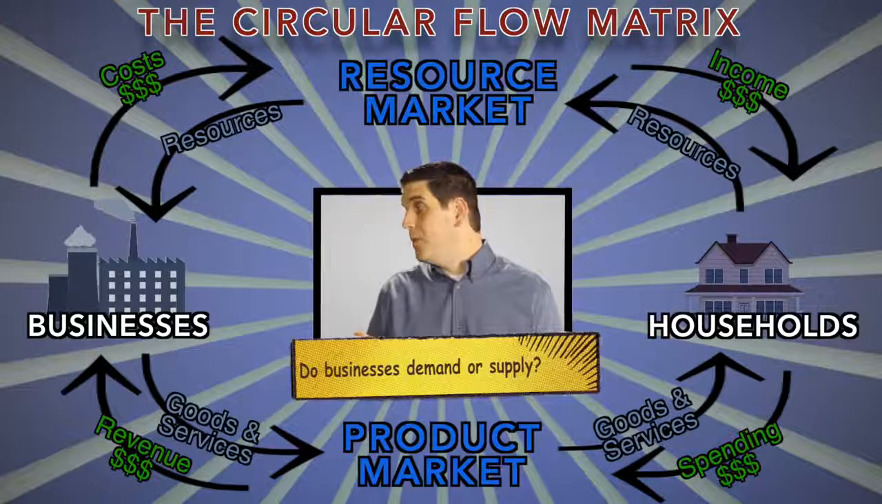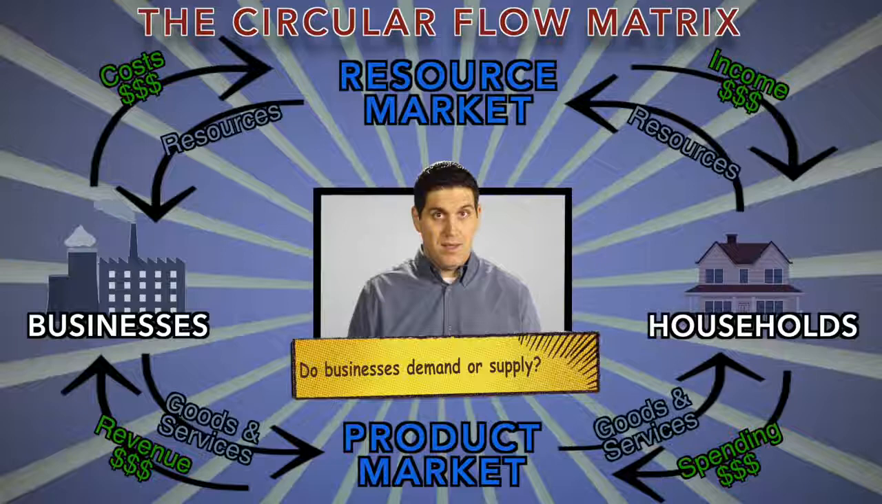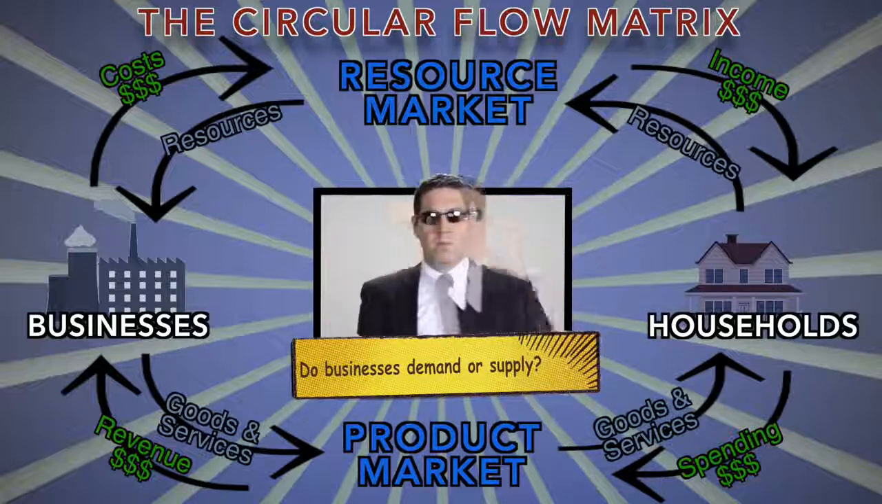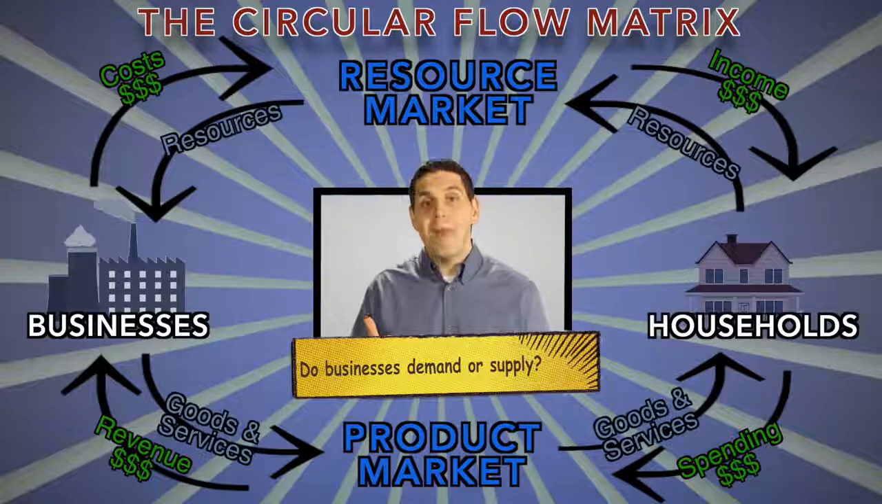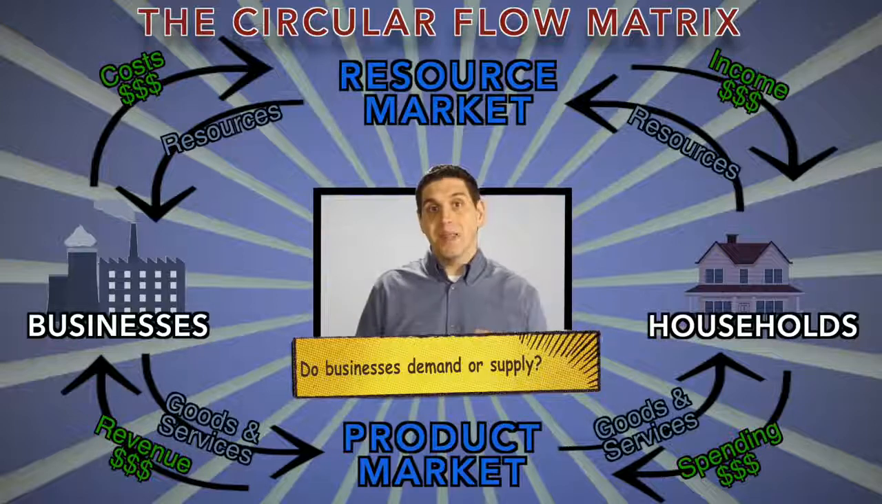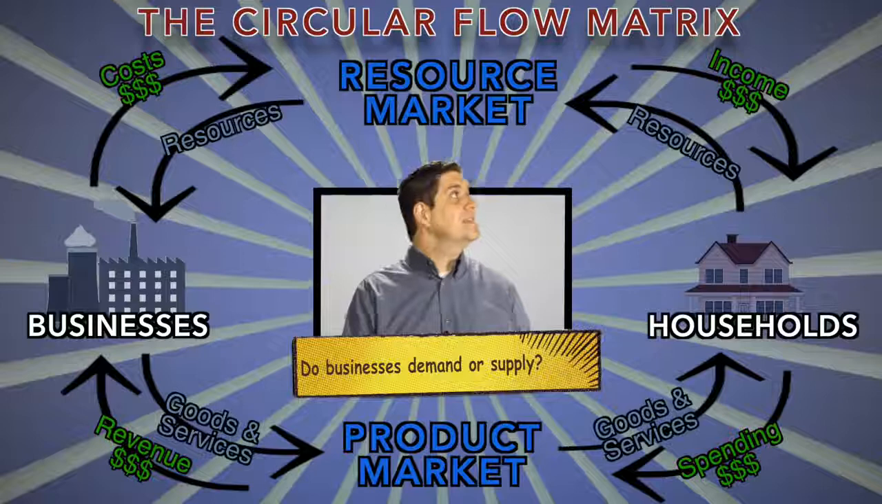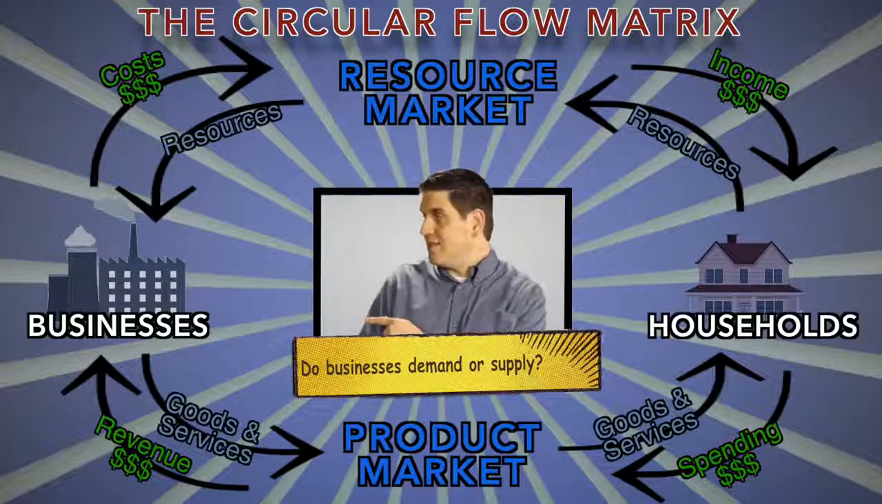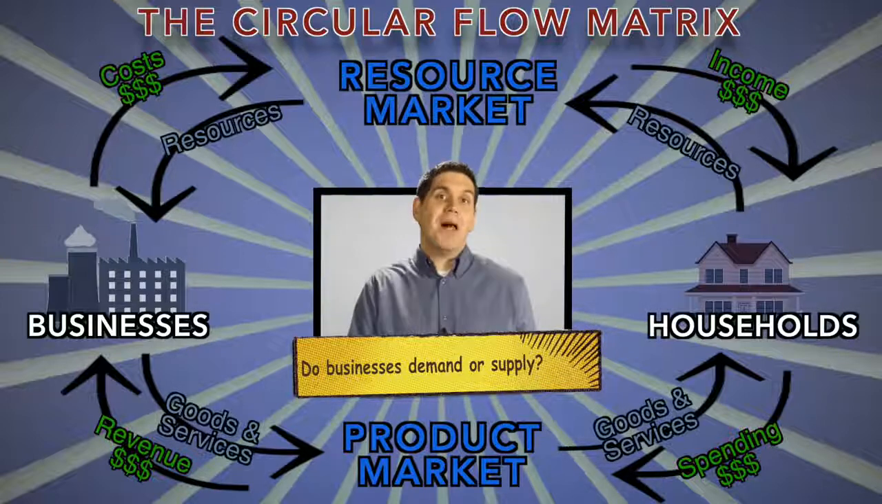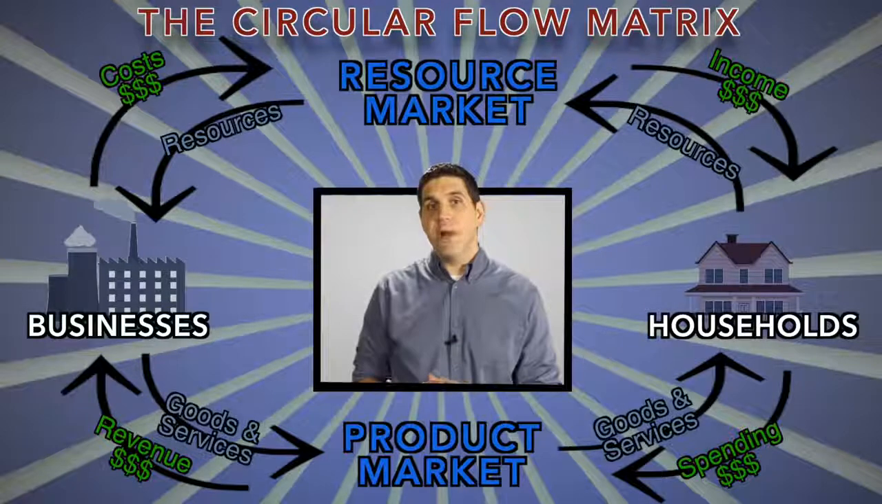Okay, next question. Do businesses demand or supply? The answer is both. They demand in the resource market, but they supply in the product market. Households, on the other hand, demand in the product market and they supply in the resource market. So both businesses and households are supplying and demanding. So far, this model is showing the private sector with just households and businesses.